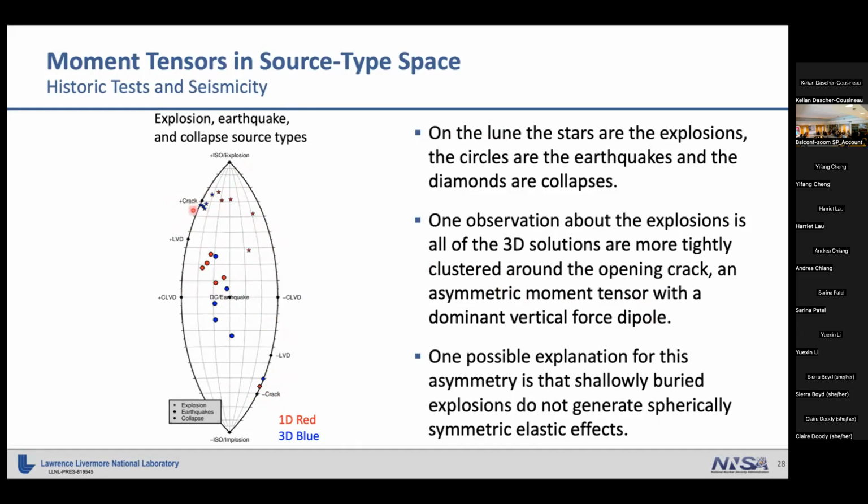Theoretically, people have argued an explosion is spherical, compressional outward. But in reality there's usually some asymmetry, and they typically cluster around the opening crack. There are a couple of explanations for this, but one is that these very shallowly buried explosions don't usually generate spherically symmetric elastic effects. That's why the events don't cluster around the pure isotropic component here.